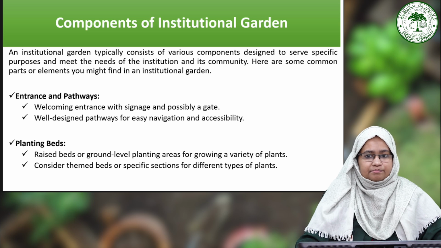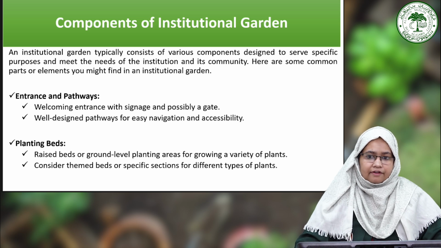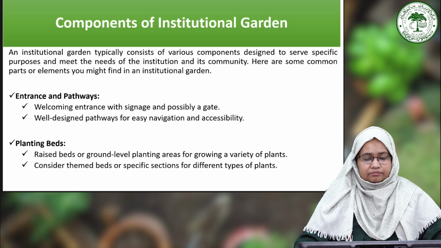First, the entrance and pathways. A welcoming entrance with signage and possibly a gate. Well-designed pathways for easy navigation and accessibility. Next is planting beds. Raised beds or ground level planting areas for growing a variety of plants. Consider theme beds or specific sections for different types of plants.